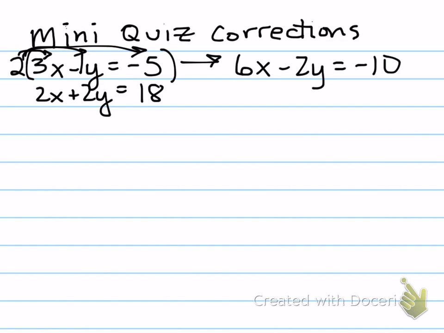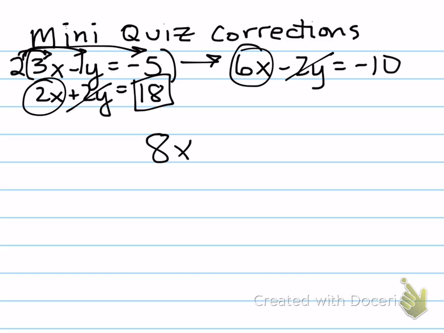Now the next step is to combine the equations. Well, as you can see, we have a 6x and a 2x, which combines to make 8x. The 2y and the minus 2y eliminate, as we had hoped. And on the other side, we have that positive 18 and the negative 10, which combine to make 8. Therefore, since we've eliminated that first variable, we'll divide by 8, and we find that our first mystery number is 1.